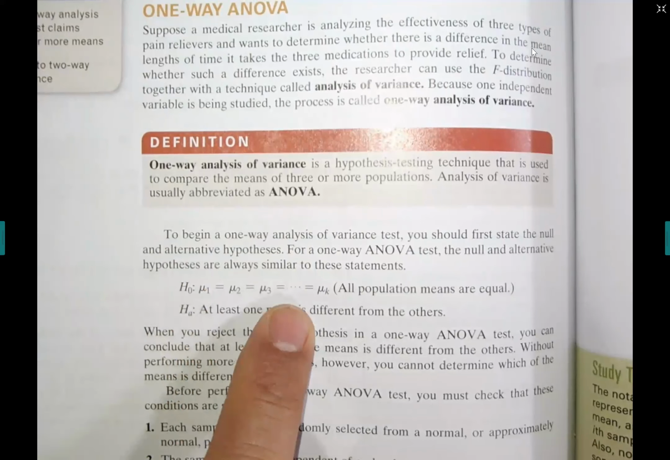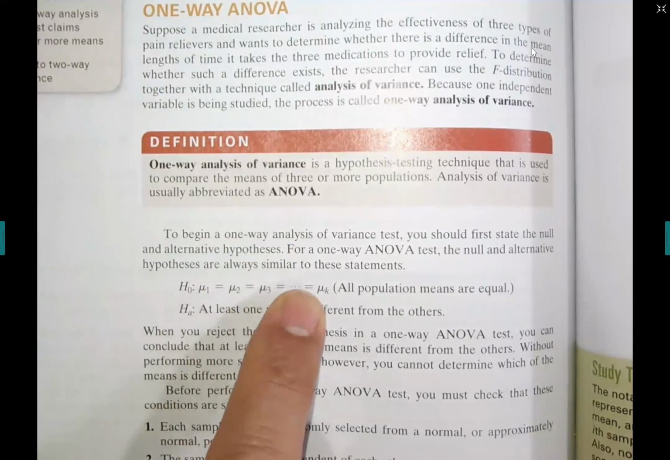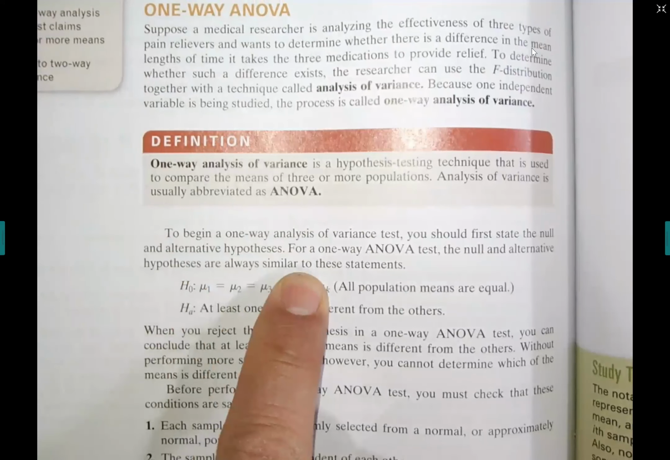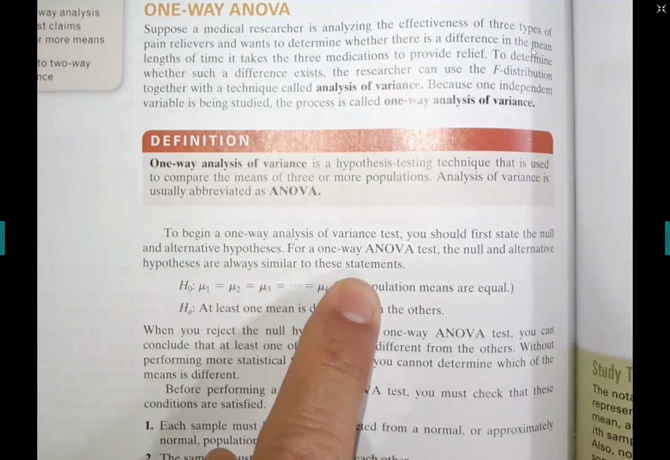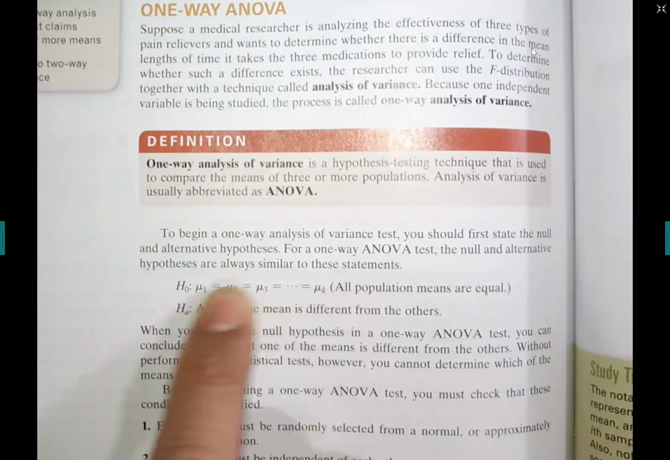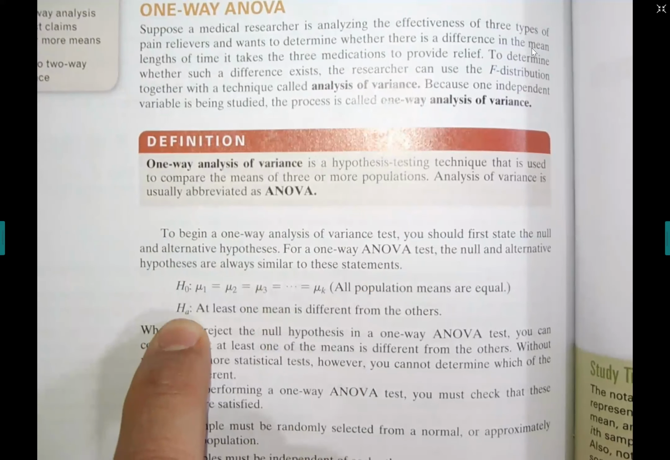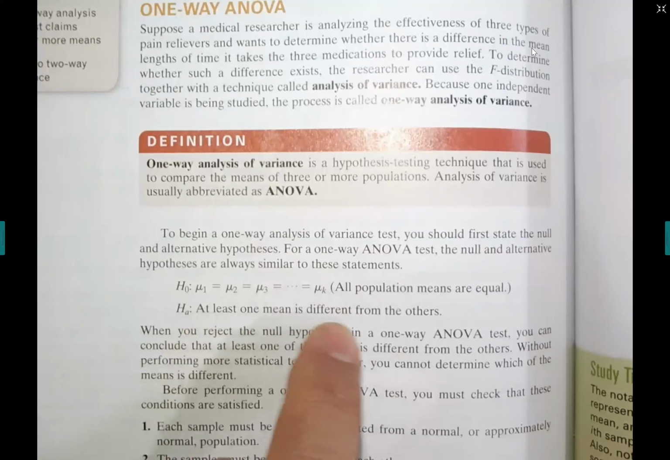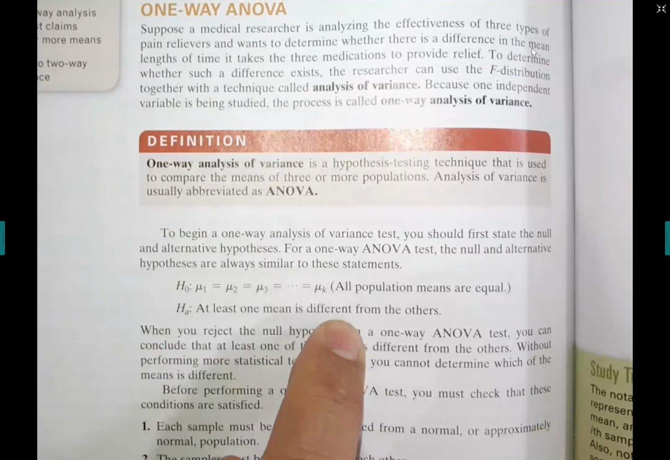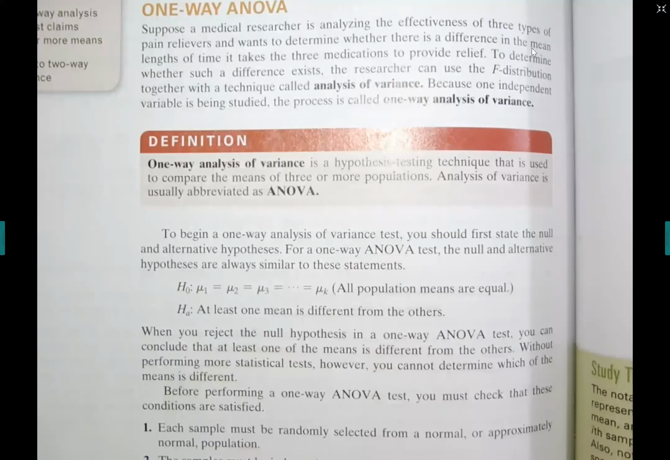If he gives you 3 sets, you stop here. If he gives you 4 sets, you add equals mu4. If he gives you 5 sets, you add equals mu5. And for the alternative hypothesis, you have to memorize this, guys. You write, at least one mean is different from the others. This is the statement that you make in every single problem. Any questions so far?